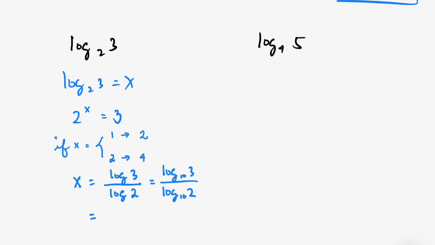The answer is 1.58, 2 decimal places. So that's how you go about this kind of problem. Now let's have the other one.